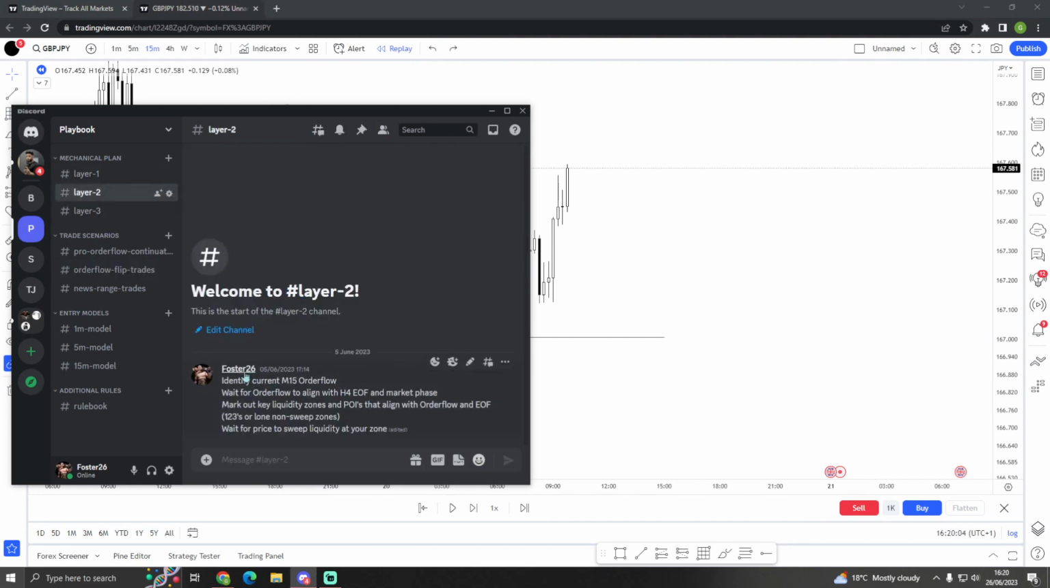And now we're on layer 2, so M15 order flow is now bearish, we're in a retracement phase. Waiting for order flow to align with H4 EOF, which it has, and market phase, order flow flip phase, order retracement phase, sorry. Now we're going to mark out key liquidity zones and POIs that align with this EOF, and then wait for the price to sweep the liquidity at your zone.